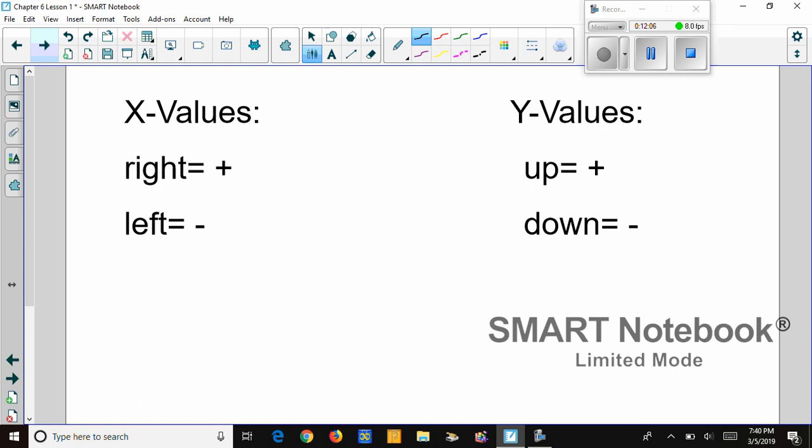Now, this will be a quick guide to help us out. You need to copy this down. That for x values, when we move to the right, it's addition. When we move to the left, it's subtraction. And for the y values, we add to go up and subtract to go down.